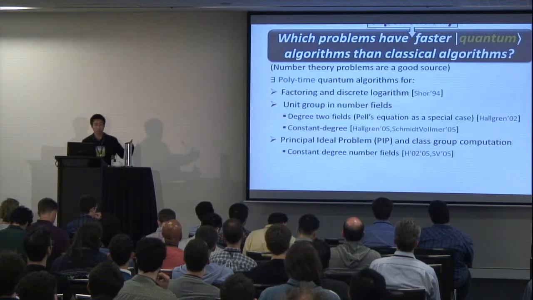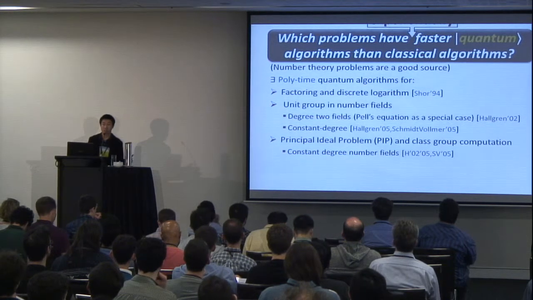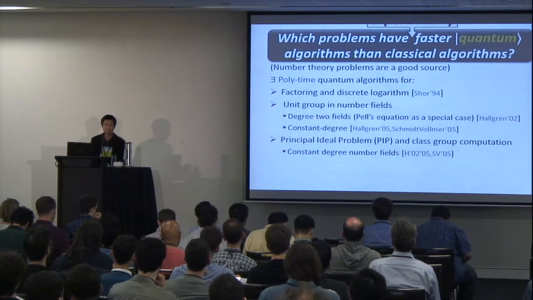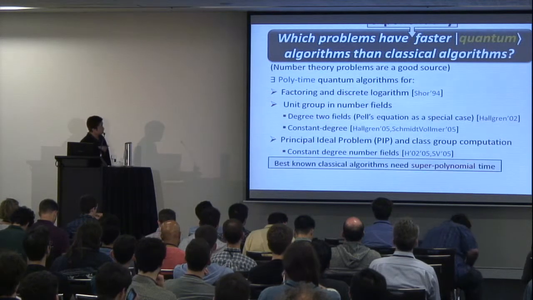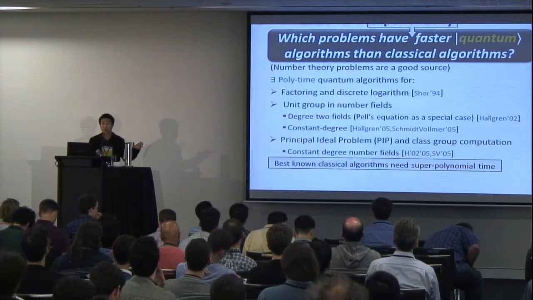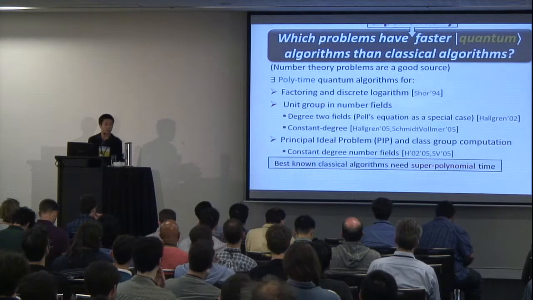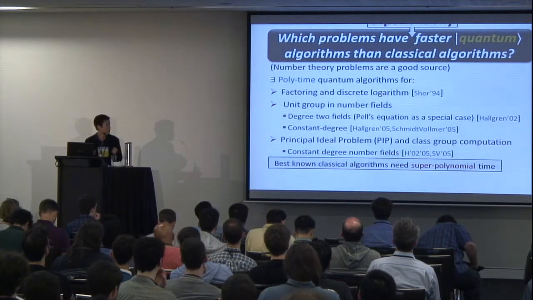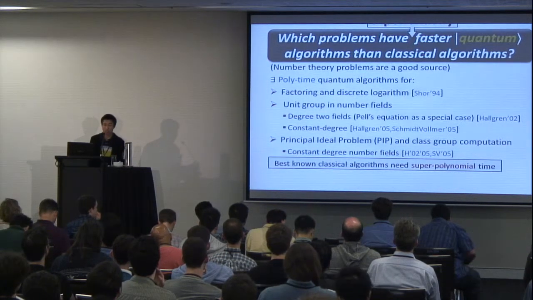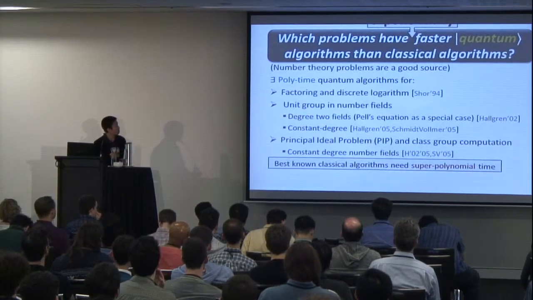Don't worry if terms like number fields don't quite make sense to you now. I'll explain in detail later in the talk. But what's important here is that while we can solve these problems efficiently with quantum algorithms, the best classical algorithms are much slower. They typically take superpolynomial time.